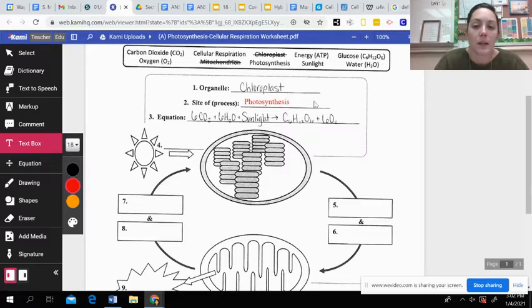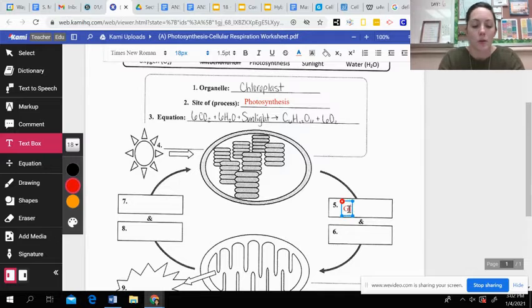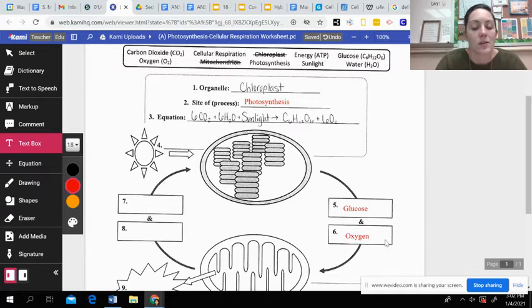And up at the word bank, you can see those formulas as well, and it represents that glucose and oxygen. So we're going to put glucose. You don't need to worry about the equation as long as you have the words, okay? So glucose and oxygen are produced from photosynthesis.